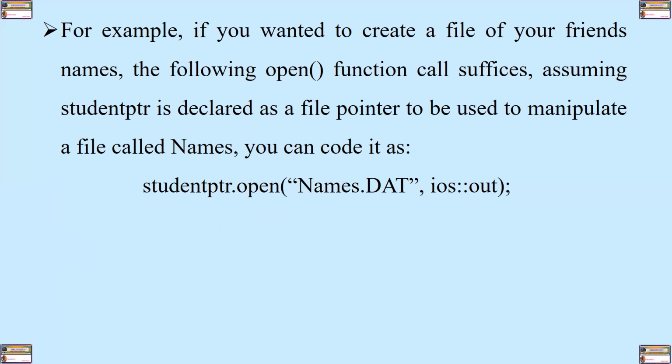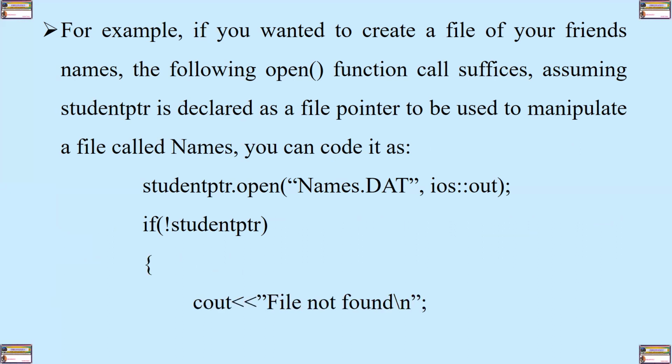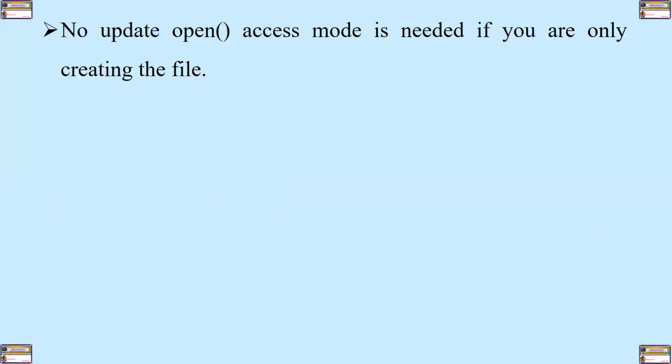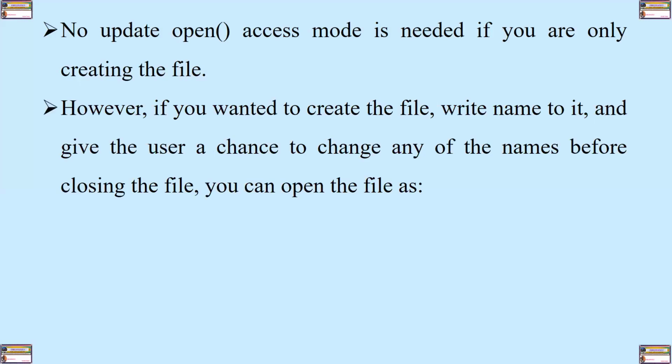So we have studentptr.open, and then we have the name of the file as names.dat, and you can see the way we write the opening mode is similar to what we have discussed under the sequential files. And then you check if the file exists and if it can open. If it does not exist or it can't open, you write a message for not found. But if it is found, you continue. So no update open function access mode is needed if you're only creating the file.